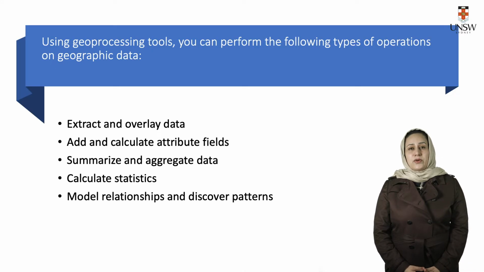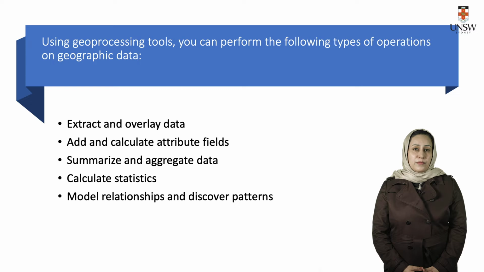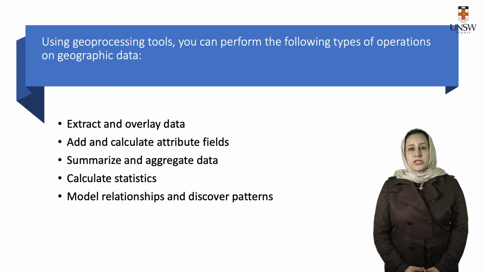Geoprocessing tools give us the power of performing spatial analysis. The major types of geoprocessing operations and tools to be used for spatial analysis are extraction and overlay analysis tools, addition and calculation of attribute fields, tools for summarization and aggregation of data, calculation of statistics for either raster or vector data, tools for modeling relationships and discovering patterns.